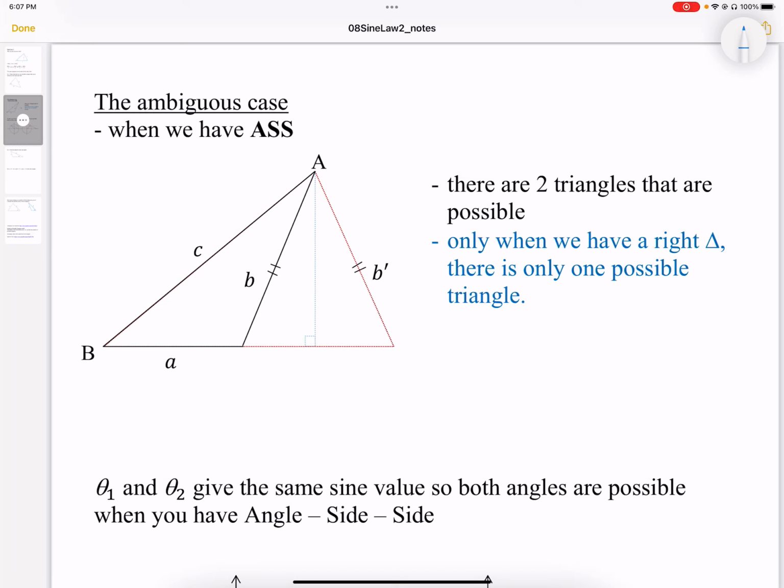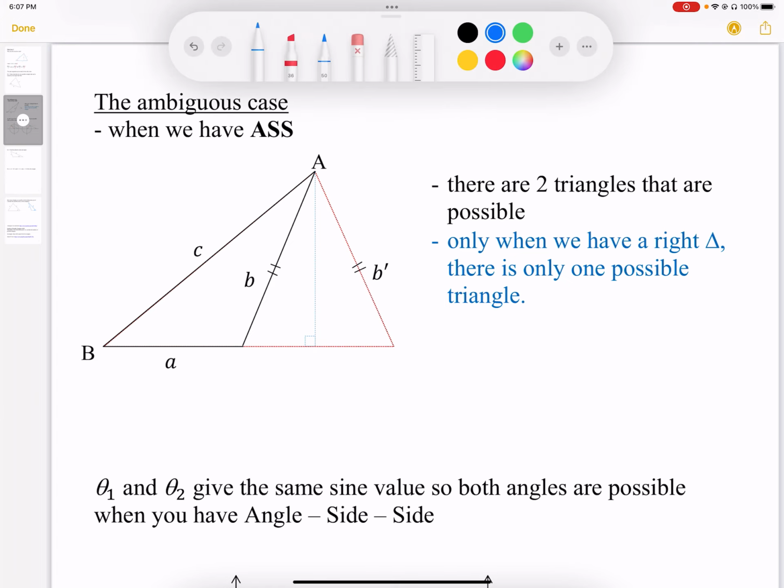This angle-side case is what we call the ambiguous case. When we have angle-side, in this case, we're given an angle, we'll call angle B, that is fixed, and side C. So angle-side. Angle B is fixed, side length C is fixed, and that opposite side B is also fixed.